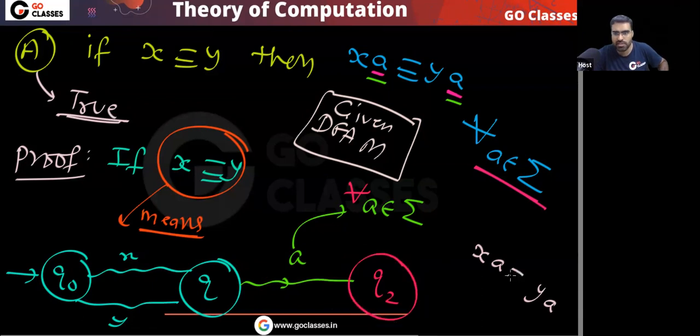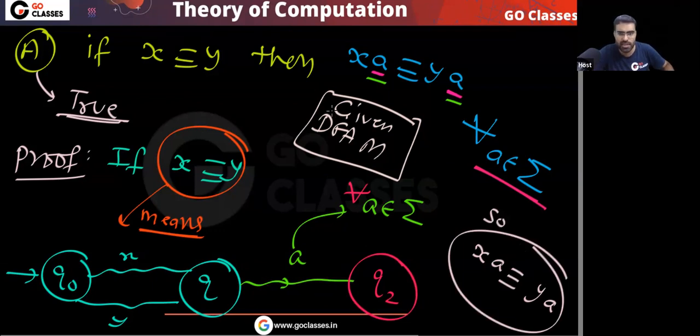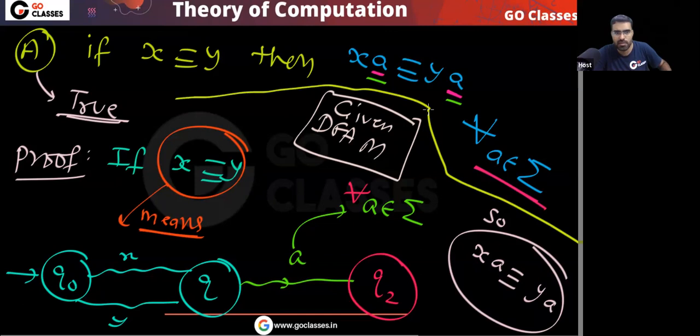Yes. So I can say they are equivalent. Yes or no? Is this point clear? So I can say xa, ya, they are equivalent. So very simple proof. So this is your proof. I hope this point is clear. Did you understand this proof? Because x is already equivalent to y, it means you are going to same state.